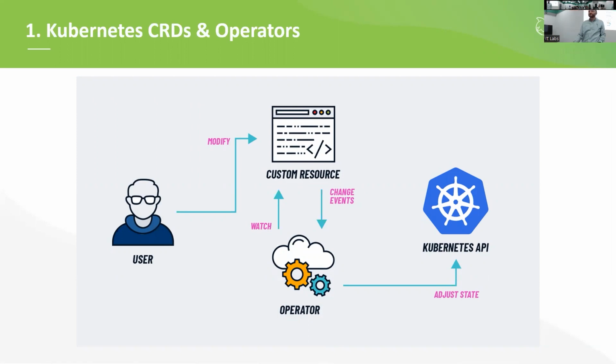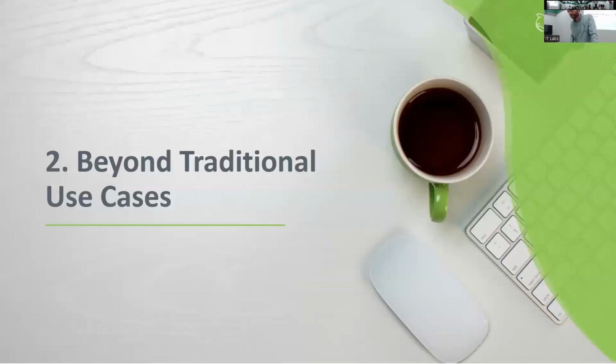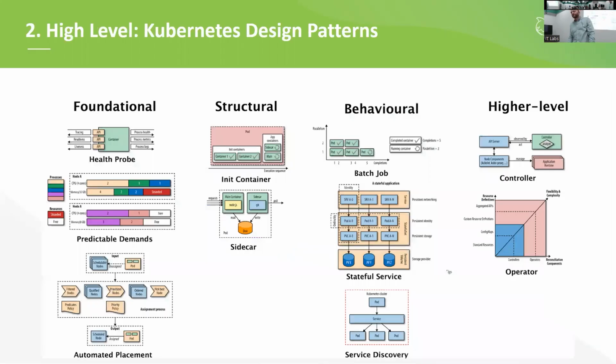So this is the first part of Kubernetes, which is the traditional, the primitive types, and going through what Kubernetes is and what it does under the hood. Next, we will go through some use cases beyond the traditional ones. But before we go to that, I would like to go through the Kubernetes design patterns.